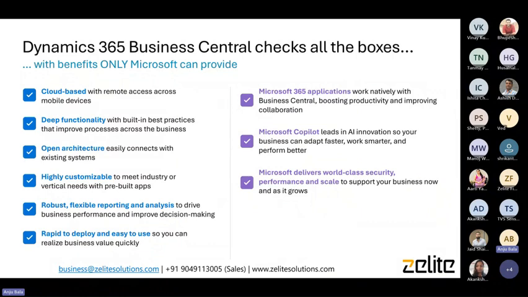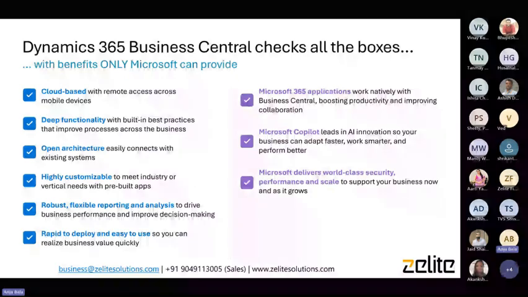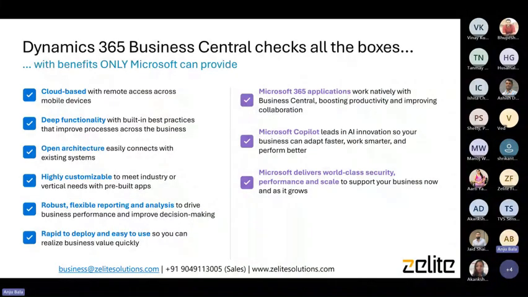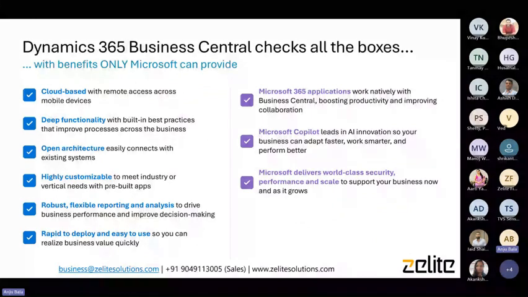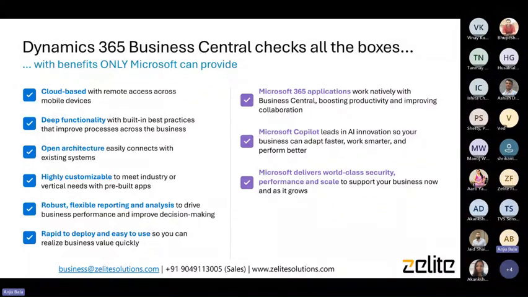And the other three things, which are a USP for Microsoft: first, all applications within Microsoft 365. That means your Office, Word, Excel, PowerPoint, MS Teams have native integrations. It all works with a single sign-on. You don't need any kind of integrations or efforts to be made. Second, Microsoft Copilot is nowadays embedded in Business Central, which leads towards AI innovation, which also helps with our own vision of how you can adapt faster, work smarter, as well as perform better when you are going towards your new journey of an ERP implementation.